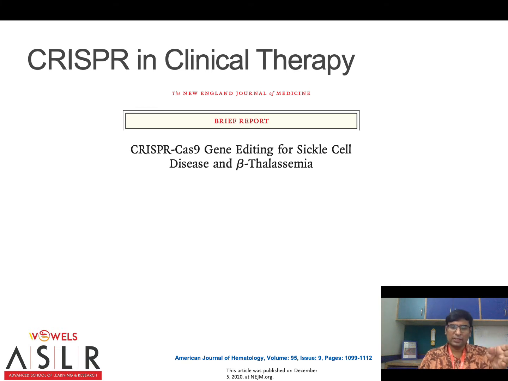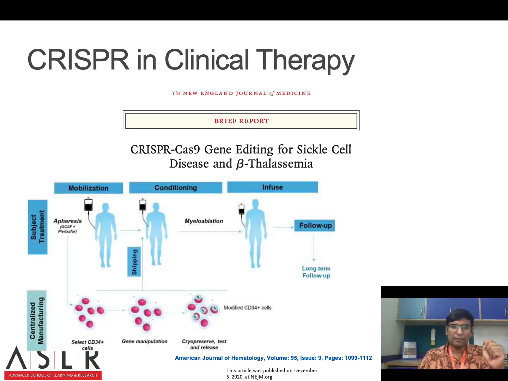Such a method was really successful and shown by a recently published paper in the New England Journal of Medicine, where they have used the CRISPR-Cas9 gene editing tool to treat two diseases, sickle cell disease and beta thalassemia. What they have done is to take cells from the patients, and these are the hematopoietic stem cells, CD34 positive cells. They have gene manipulated these cells and infused them back into the patient. And this caused a tremendous improvement in the life of the patients. This shows a promise that several other genetic disorders could be treated this way.